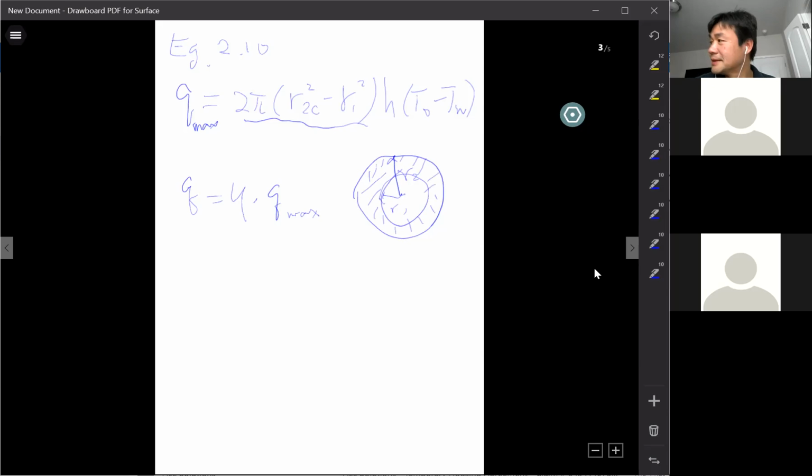Is that how we calculate the area of a ring? Pi r2 squared minus pi r1 squared. Okay. For r2, we use r2c. Outside, you have a little bit of thickness of the fin, so you add half of the thickness. So it's a little bit larger than r2. Okay, slightly larger than r2. Right? Everybody understand?